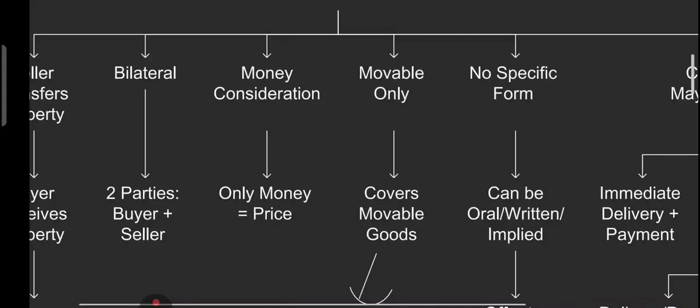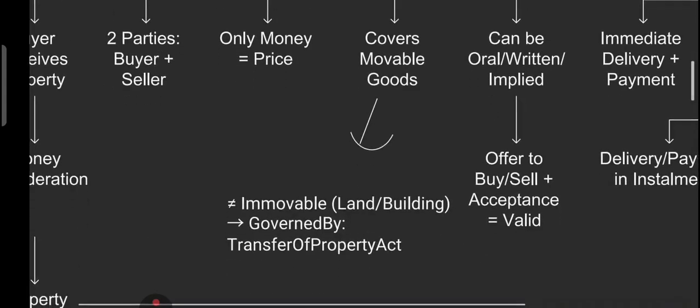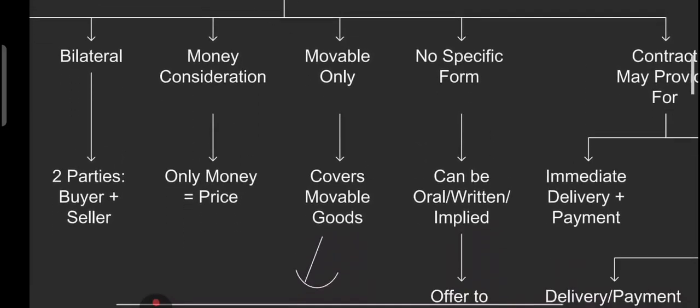And it covers movable property only. We are talking about things you can move, like furniture, electronics. What about land and building? So land and building, they are under a different law. That is the Transfer of Property Act. So land and building are not covered under the contract of sale.